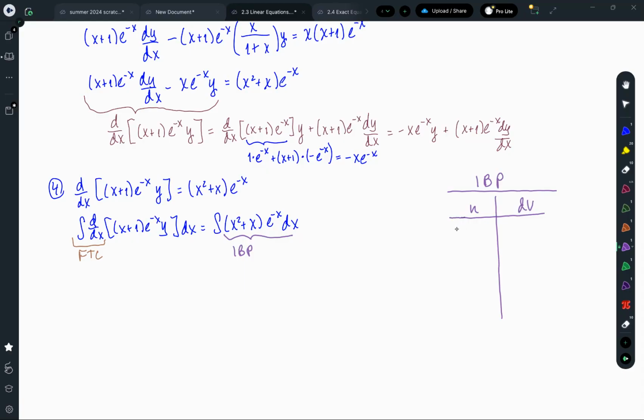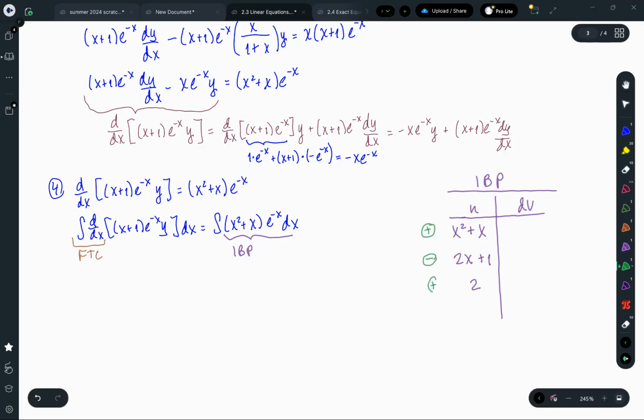So in my u column, I have my x squared plus x, and then to the right of it, I have a plus sign. Okay, so I have to keep track of my signs, because we all know that the integration by parts is uv minus the integral of v du. Okay? Now I'm going to continue to take derivatives of it. The first derivative is 2x plus 1, and then I need a minus sign next to that. And then I'll take a derivative again, and that's 2, and then I need a plus sign next to that.